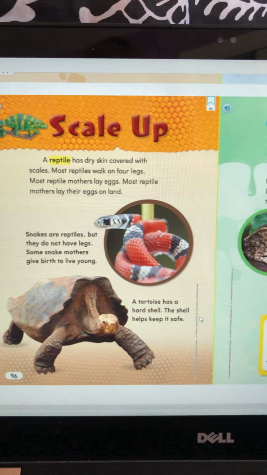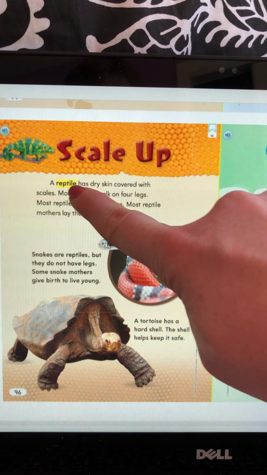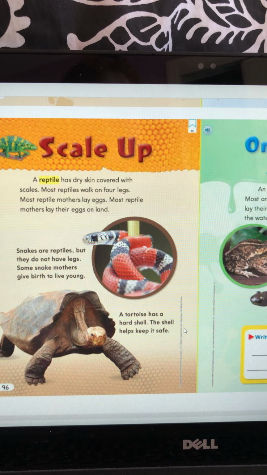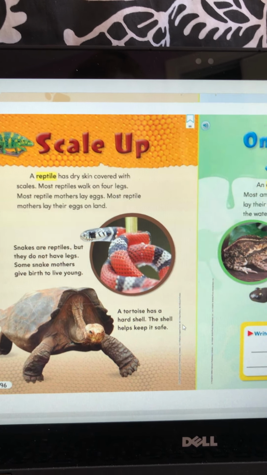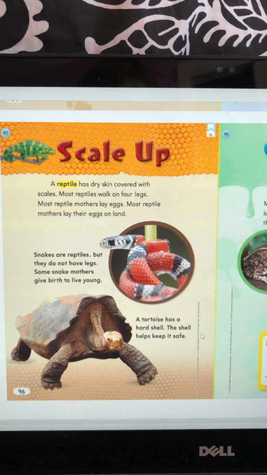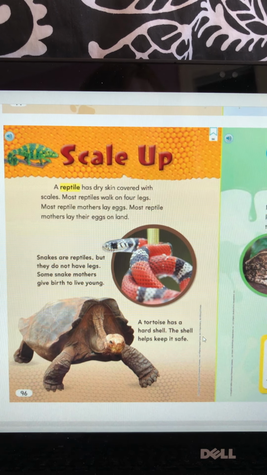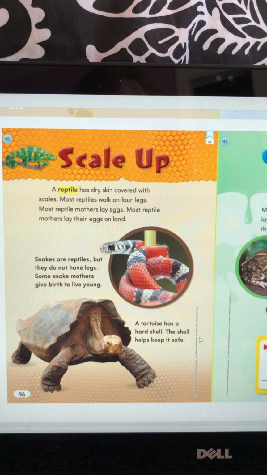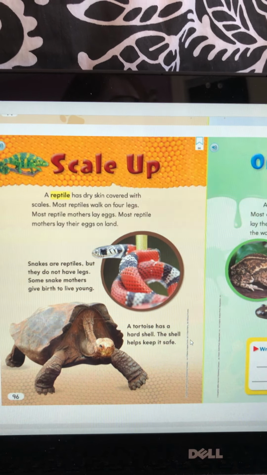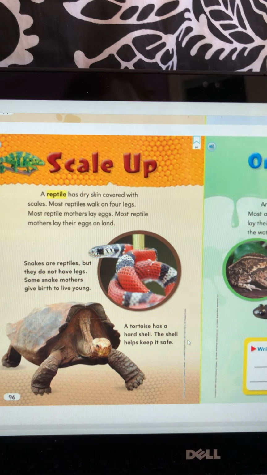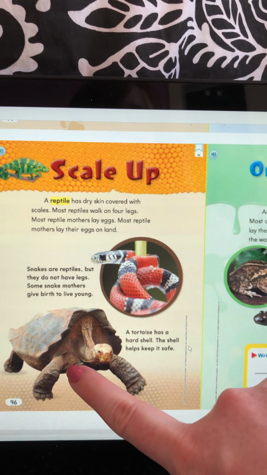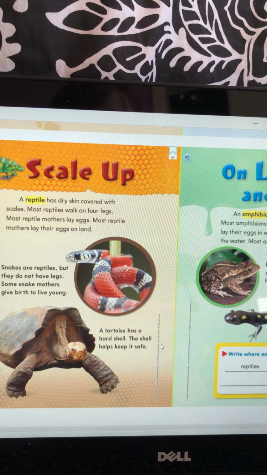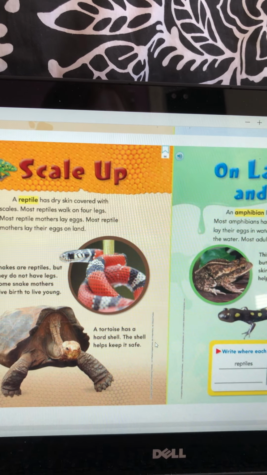Okay, so I see a keyword. That's the first thing I saw because it's big, it's bright, it's yellow, highlighted. It's bigger than the rest of the words. The keyword on this page is reptile. So reptile must be a very important word on this page, and the author wanted us to know that word. I see 2 photographs. I see a photograph of a snake, and I see a photograph of a tortoise, which is the word that they use on this page. And let's see, do I see anything else?